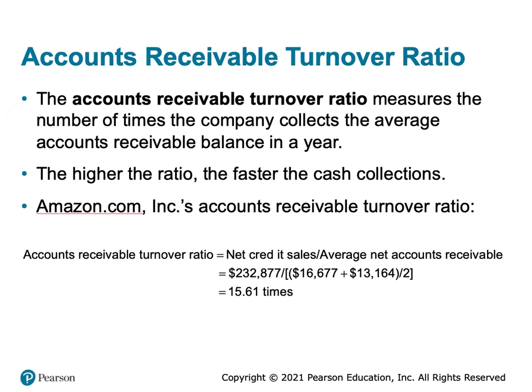The accounts receivable turnover is a measure of the number of times the company collects the average accounts receivable balance in a year. So the higher that number, that means the faster the cash collections are happening. It's calculated as our net credit sales divided by average net accounts receivable. And so remember that the average is the beginning plus the ending divided by 2. And so in this example, the accounts receivable turnover is 15.6. And so we can then infer from that they're collecting typically in less than 30 days because they're obviously collecting more than just 12 times per year.